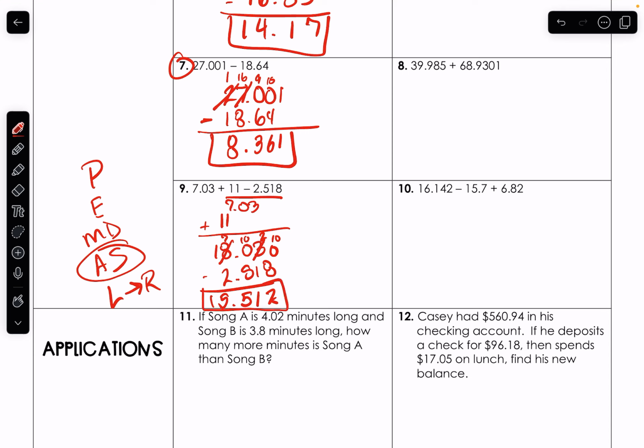Go ahead and take a moment and complete number 10, and then we'll jump in to do a couple word problems. And by a couple, I mean 1. Pause the video, and when you're done, check your answer.